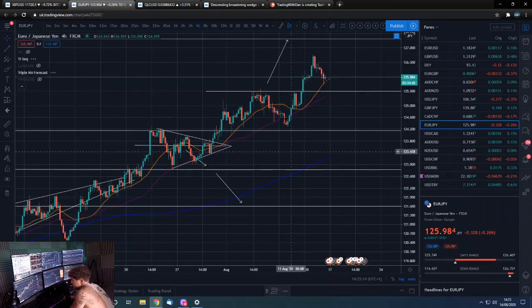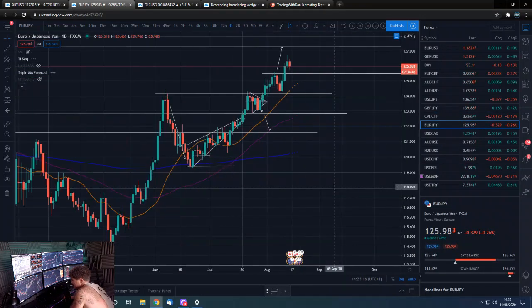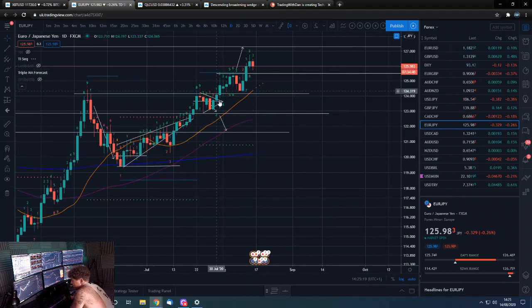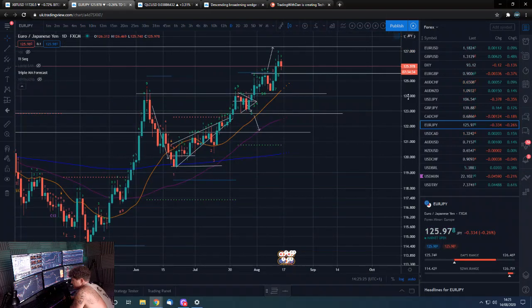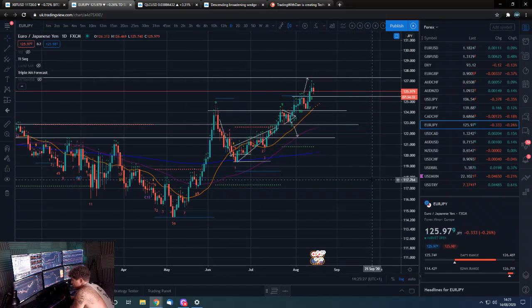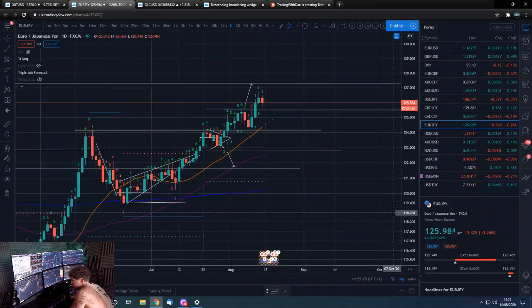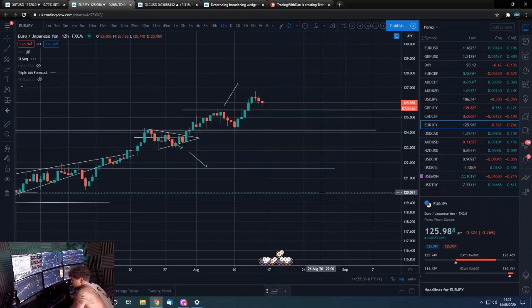There's nothing really of note here until we get down to here. Euro Japanese yen, let's go to that daily. So we break out of this level, backtest, break out of the next level. Are we going to get a backtest and break up to the next level? We're stepping up. The trend is your friend. The trend in the pattern of the price action is also your friend, as equally as the trend.